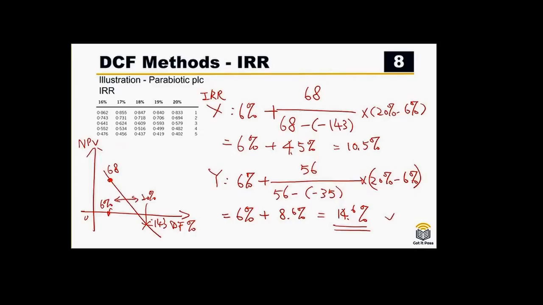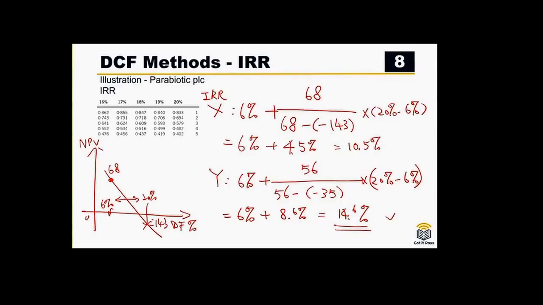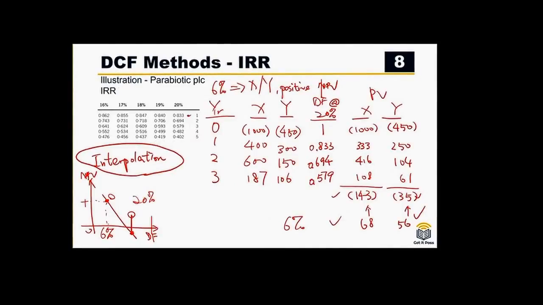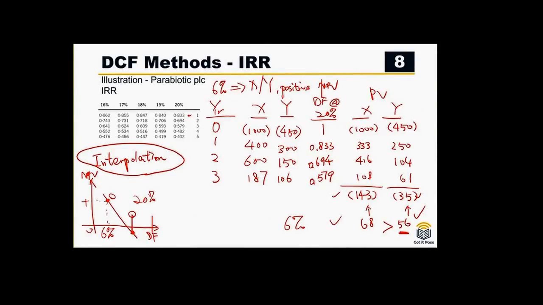But for Y, the net present value is only 56, right? Less than project X. So be careful of choosing projects by applying IRR.